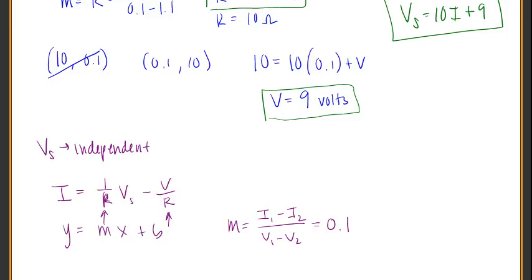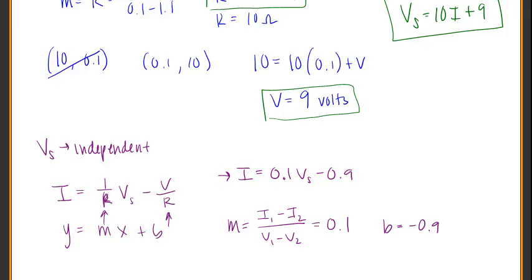And then when you go back and find a V value using one of those exact points, then you get a B value to be negative 0.9. And so in that case, your overall equation is going to be I is equal to 0.1 times your voltage source minus 0.9.